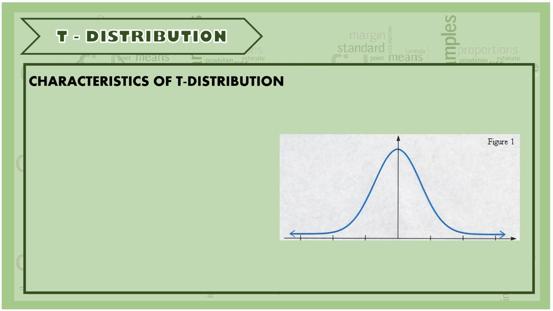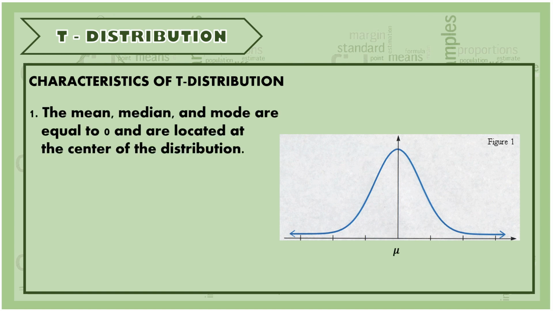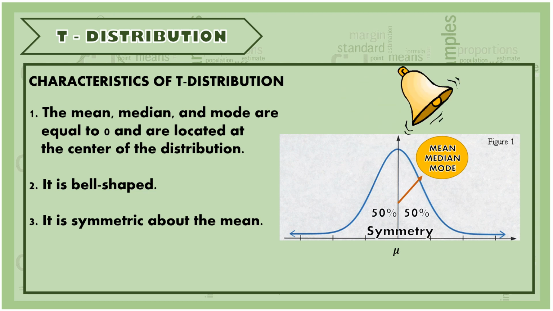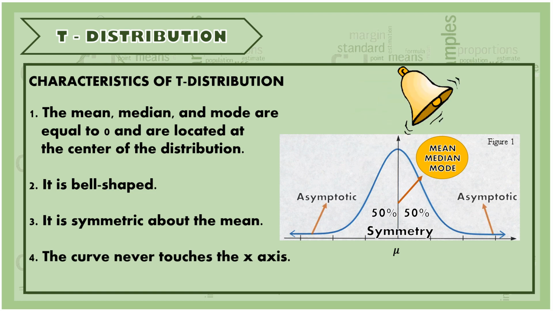Based on the figure on the right side, number 1, the mean, median, and mode are equal to 0 and are located at the center of the distribution. Number 2, it is bell-shaped. Number 3, it is symmetric about the mean. Number 4, the curve never touches the x-axis. That's what we call asymptotic.